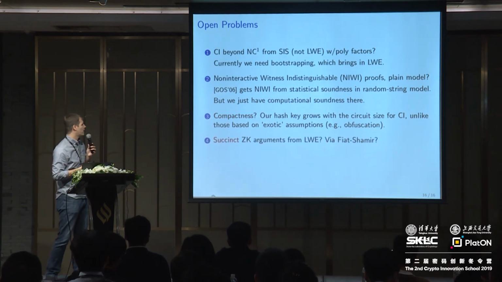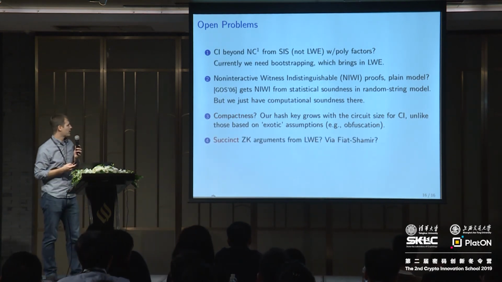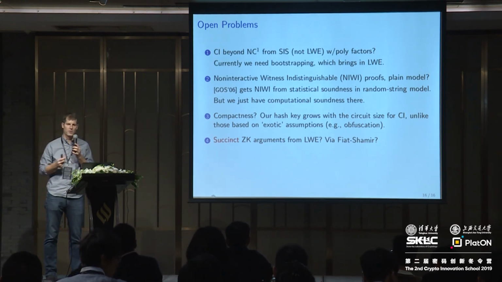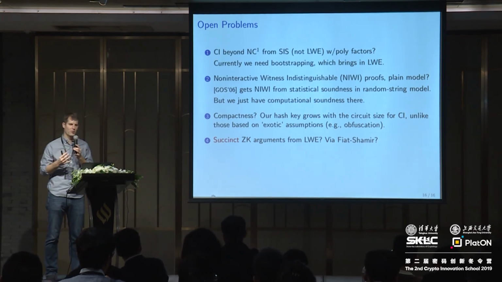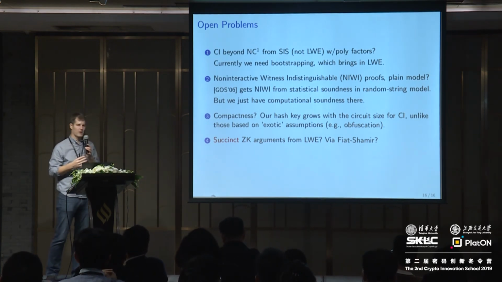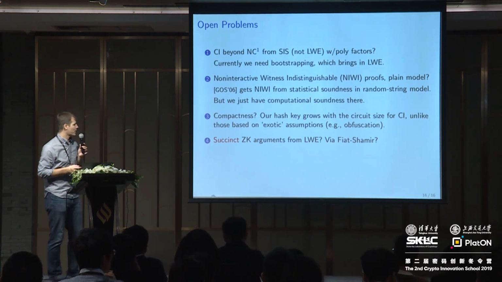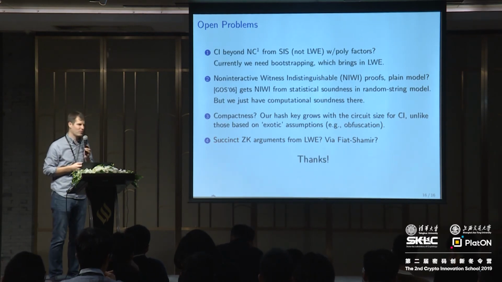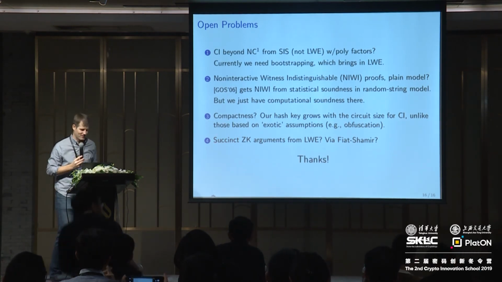And finally, this is a very tough question to get succinct zero-knowledge arguments. So that is where the proof size is very small. That's the kind of thing that people like to put on a blockchain, right? They want a very succinct proof and fast to verify, but our current proofs are very large and slow to verify. So could that be done with LWE or through the Fiat-Shamir methodology? Okay, so I'll leave you with that. Thank you, and we can have lunch.